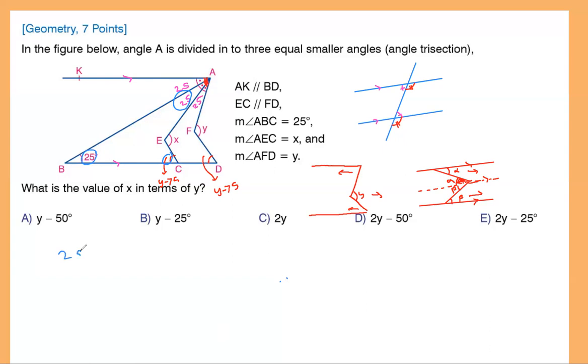So you will get 25 plus 25 plus Y minus 75, and that is equal to X, okay? And we want to find X in terms of Y, which is what we have now. So we have the Y, and then that's 50 minus 75, which will give us Y minus 25. So it looks like we have choice B.